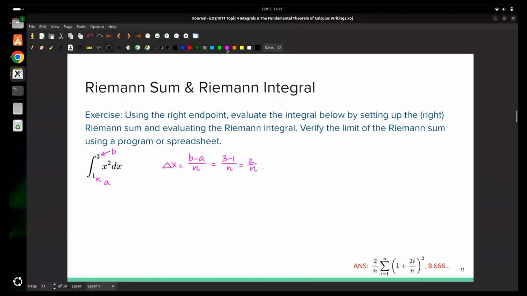So next, I want xi, because I use the right end point. Once again, right end point. Basically you just have to worry about the right end point. So xi equals x naught, no need to waste time with x naught, a plus i times delta x. What's a? a is 1, plus i, delta x is 2 over n. So therefore it is 1 plus 2i over n. So I found my xi.